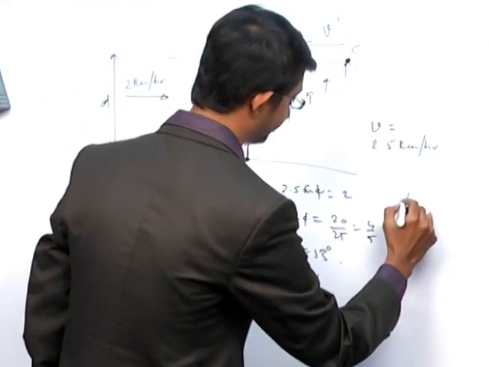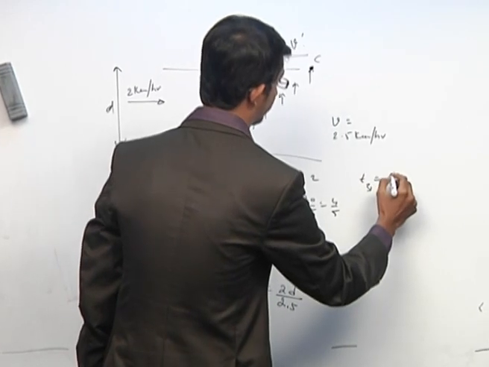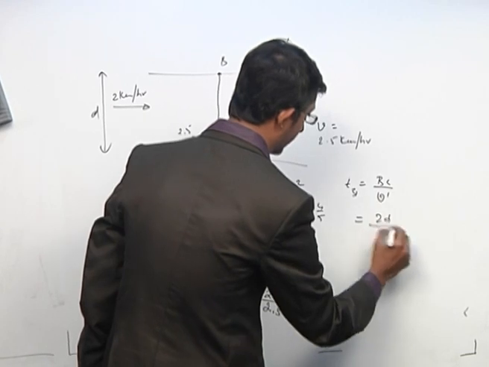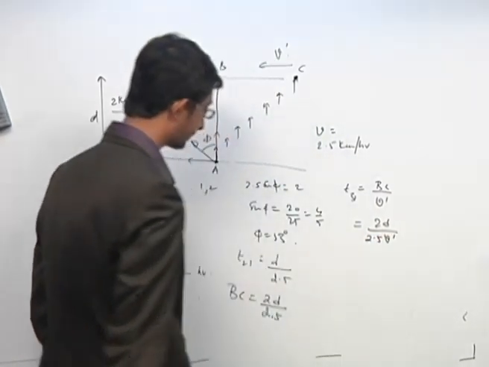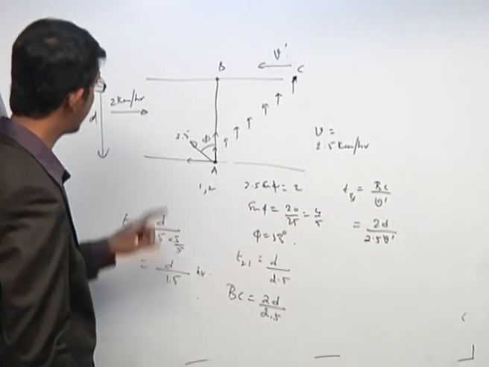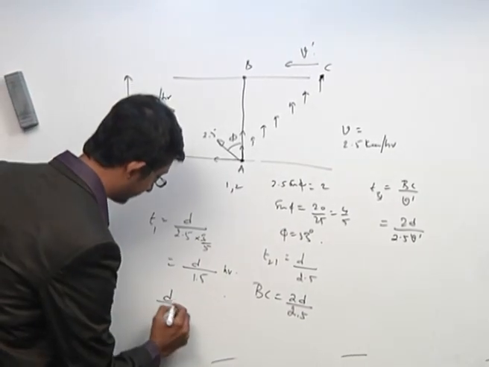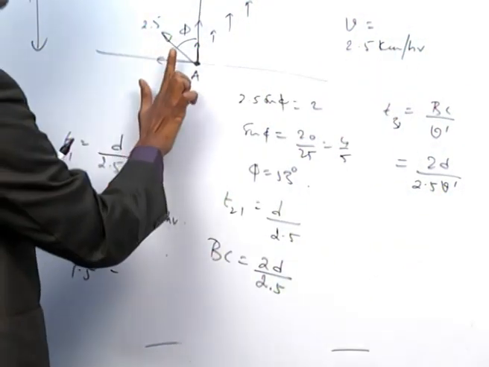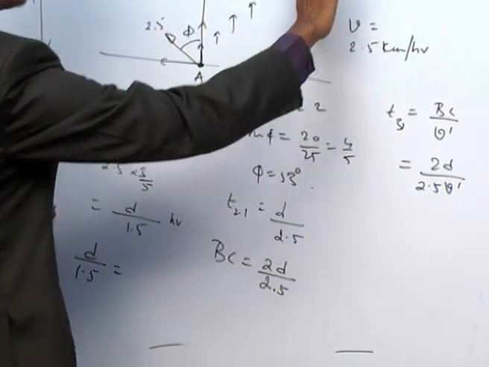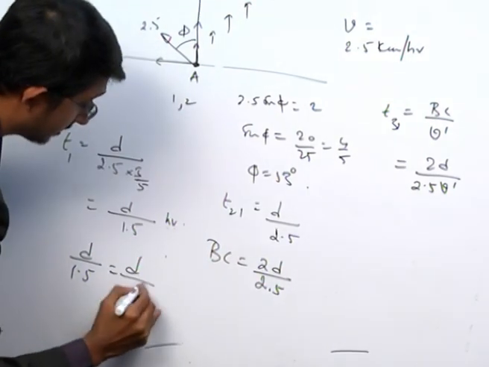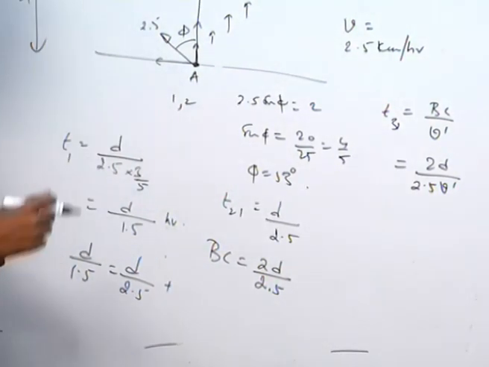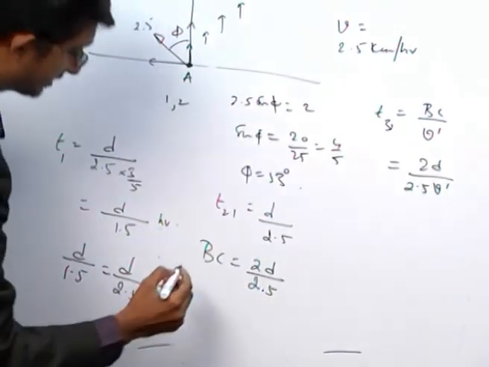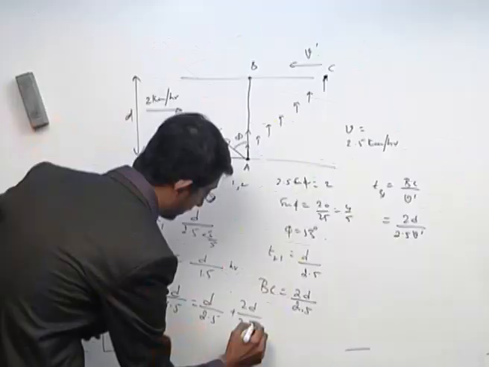Horizontal distance BC by the horizontal speed v dash. BC we already calculated, 2d by 2.5, into v dash. But both are reaching at the same time. So the time taken by the first person, d by 1.5, must be equal to the total time taken by the second person. Time to reach here plus time to come there. Time to reach here, we already calculated, d by 2.5, plus the time to cover CB, which is given by 2d by 2.5 v dash.